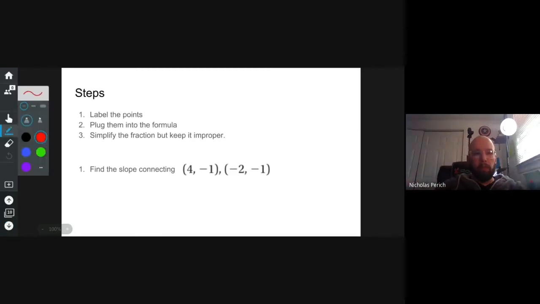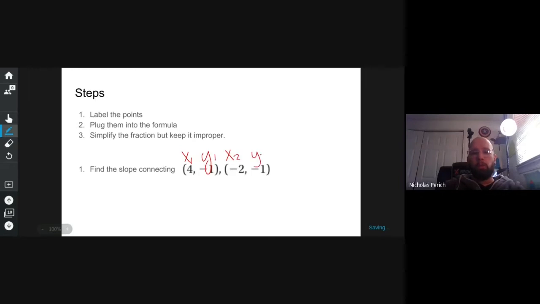Label the points. X sub 1, y sub 1, x sub 2, y sub 2. That's what labeling the points looks like. Now I'm going to write out the formula. I write out the formula every time, and so should you. That's the formula.